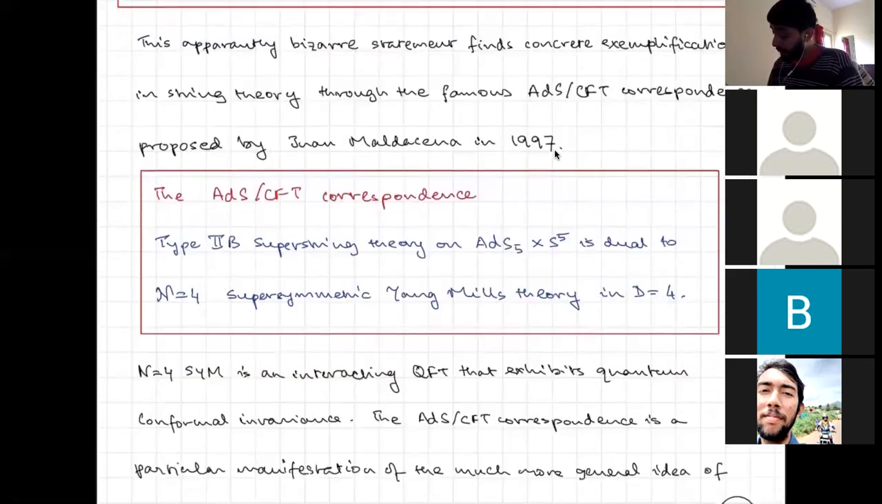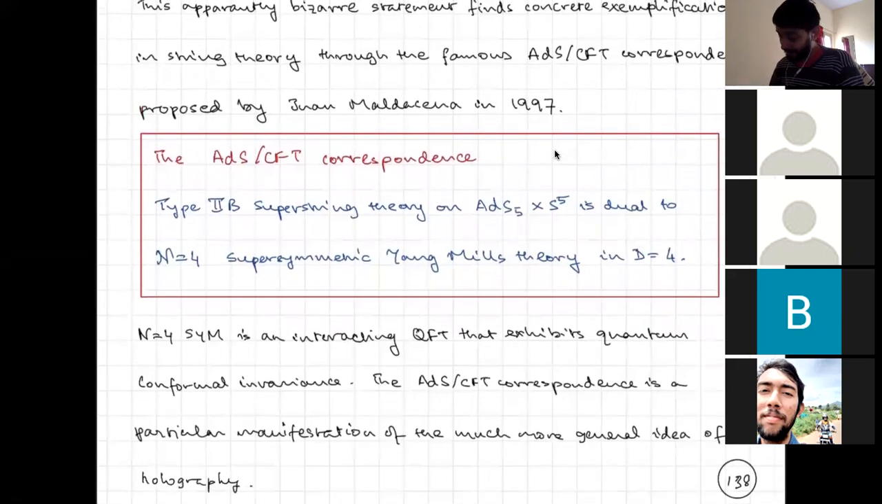Very good. So AdS/CFT is a particular manifestation of the much more general idea of holography. Holography says that any quantum theory of gravity should have an equivalent lower dimensional field theory dual. So AdS/CFT is one example where the bulk theory lives in negatively curved anti-de Sitter spacetimes, and the boundary theory is a CFT.